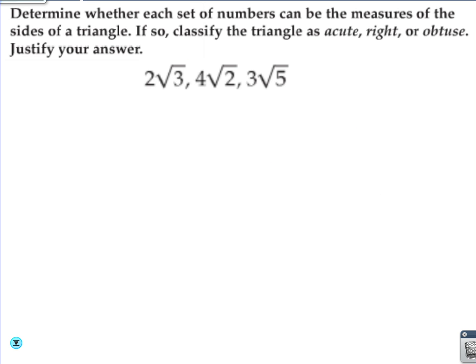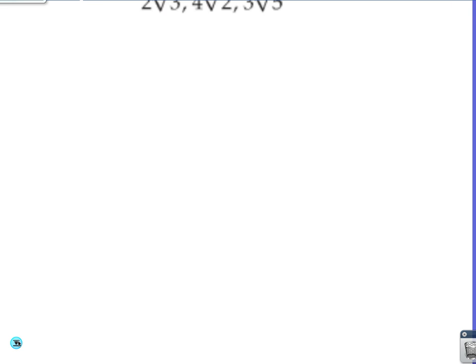Moving on. Uh-oh. This is tough. 2 root 3, 4 root 2, and 3 root 5 are the three sides. And I'm asked what kind of triangle this is. I want to pay close attention. Let me come down here and actually do this for you first. 3 root 7. If that was a side of a triangle, I've got to square this. I've got to somehow square this. Let me show you how to do it.